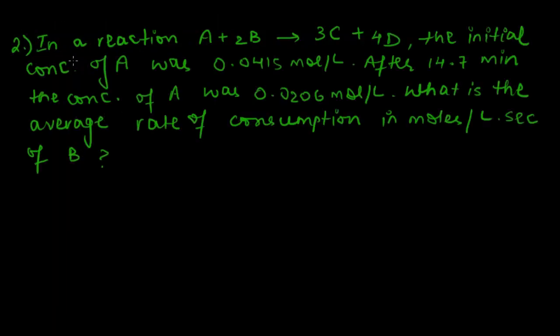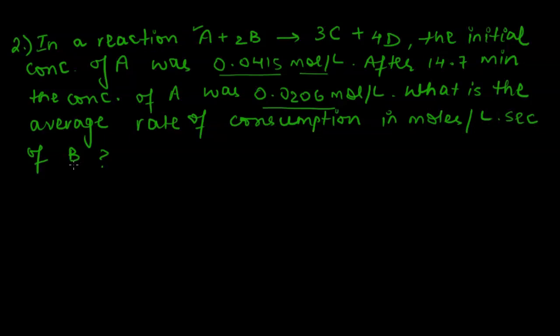And let's read the question first. In a reaction A plus 2B giving us 3C plus 4D, the initial concentration of A was 0.0415 moles per liter. So we are given information for A. After 14.7 minutes, the concentration of A was 0.0206 moles per liter. So this we can say, after 14.7 minutes, is the final concentration. What is the average rate of consumption in moles per liter second of B?